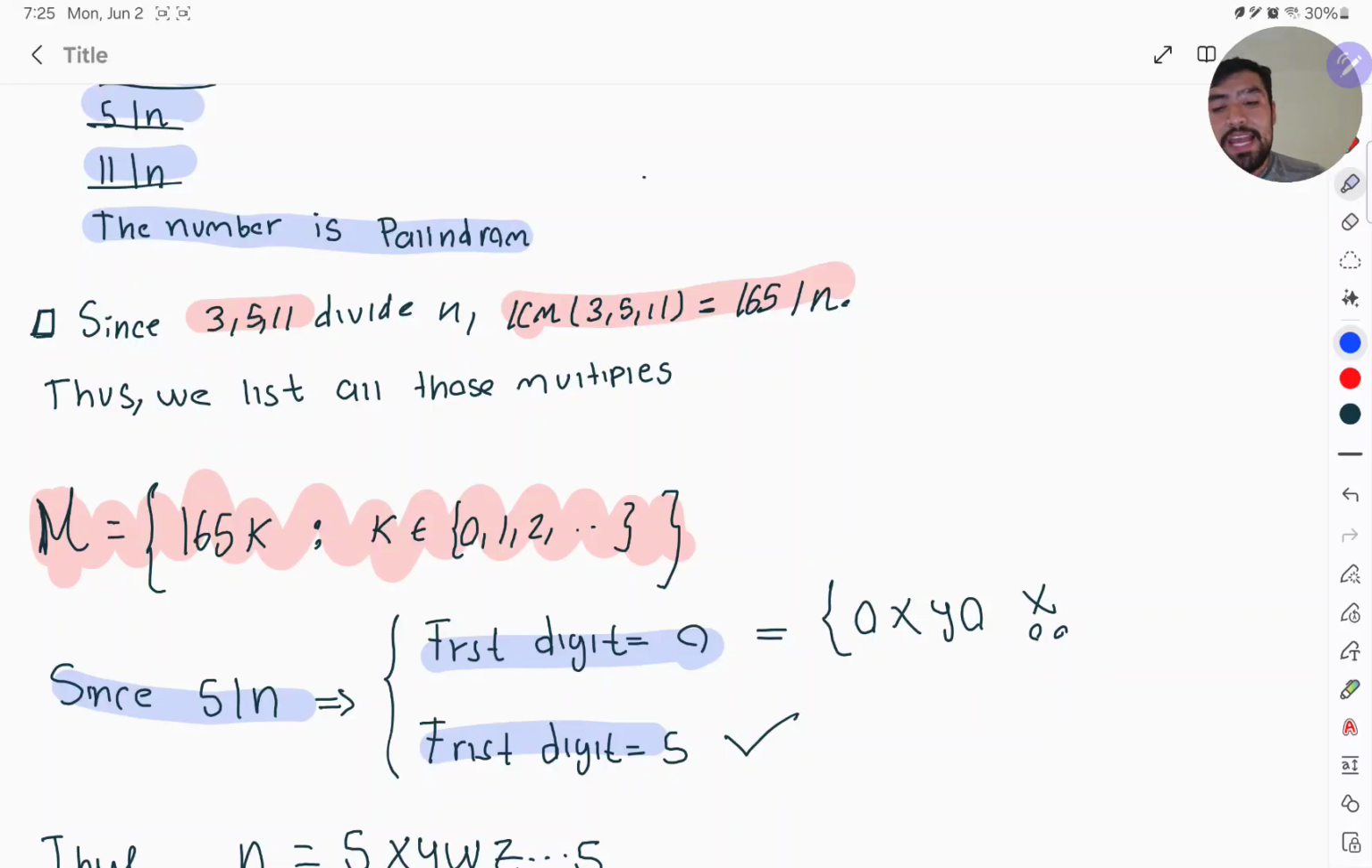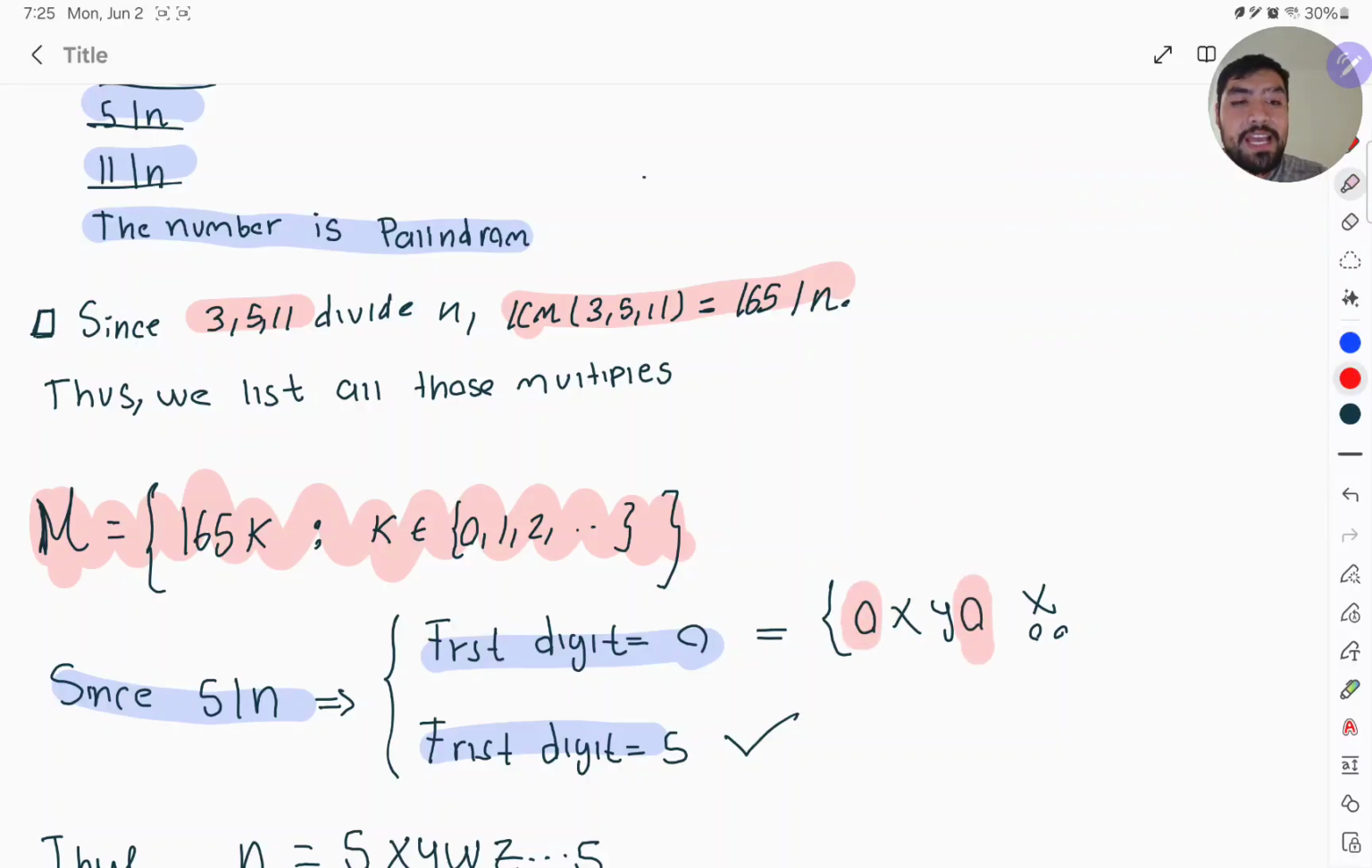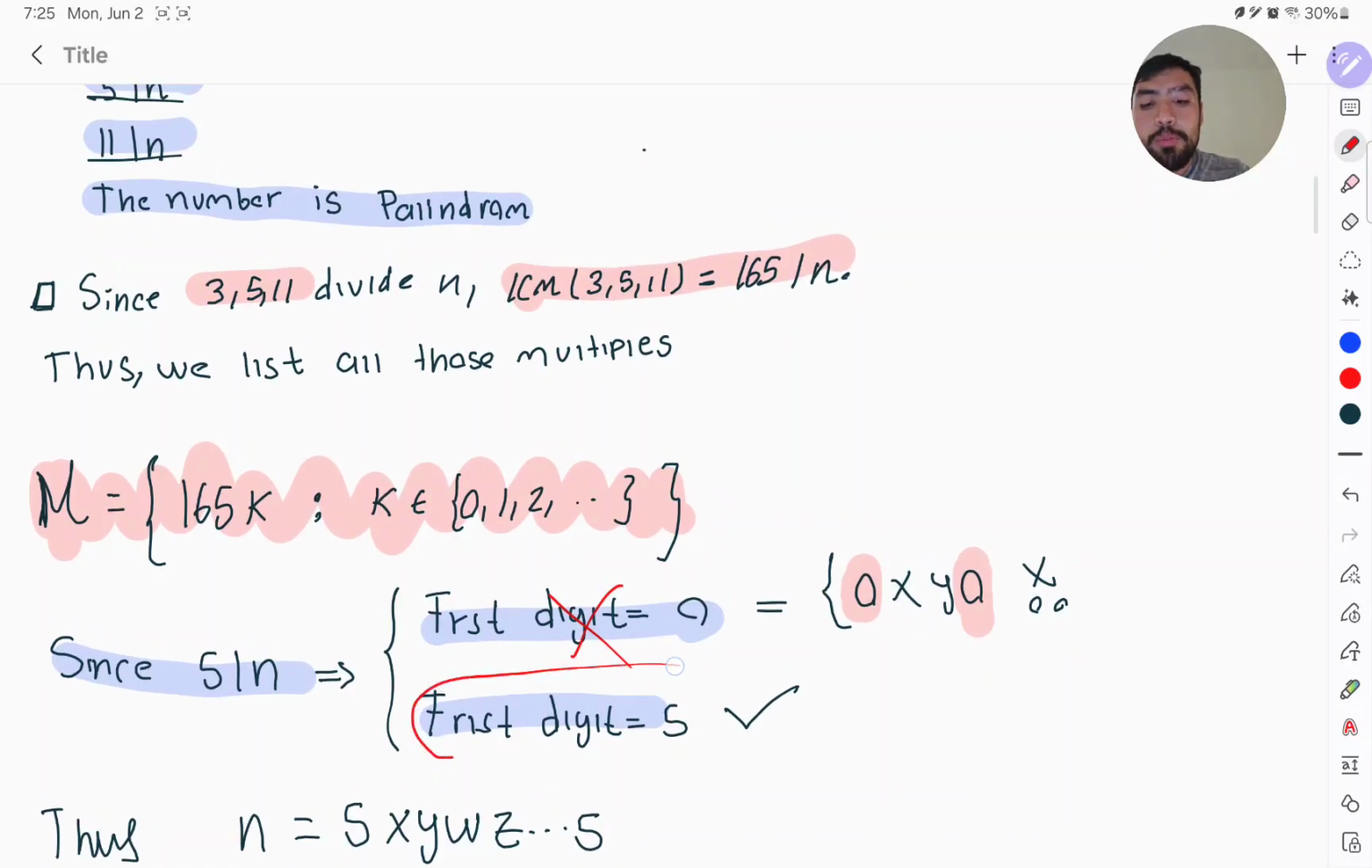however, if the last digit of the number is 0, then we reach a contradiction, because since the number is a palindrome, the first digit and the last digit must be the same. Therefore we cannot have a number that starts with the digit 0, and hence it is not possible to have the first case. Hence the number ends with the digit 5, okay?